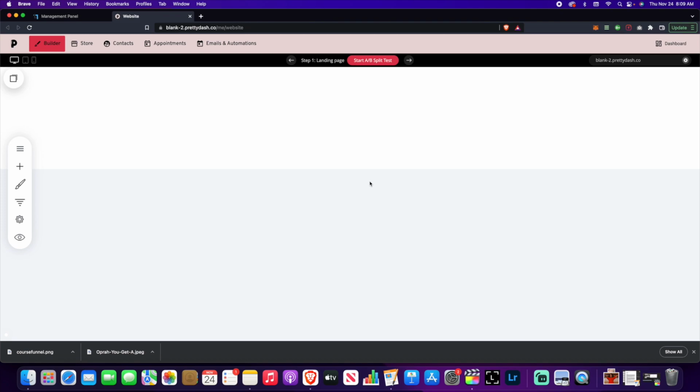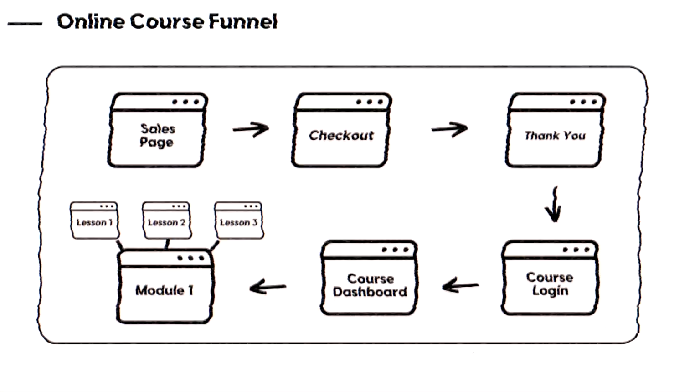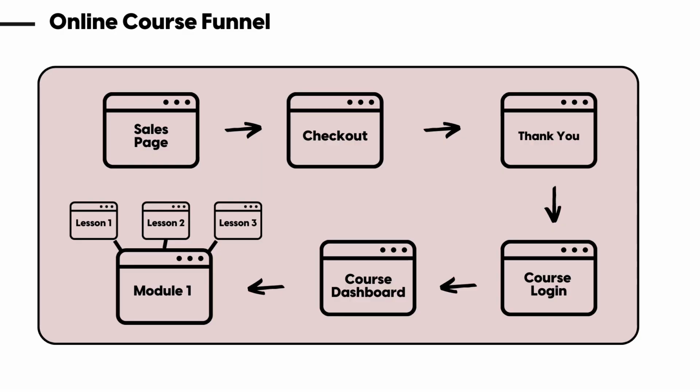So the flow of this funnel is actually going to start on the sales page. Then we're going to go to a checkout and upsell page. Then we're going to be brought to a thank you page. And then from that thank you page, they can log into their course. And then after they log into their course, they will be brought to their course dashboard with all the information and all the modules and lessons and all of that.